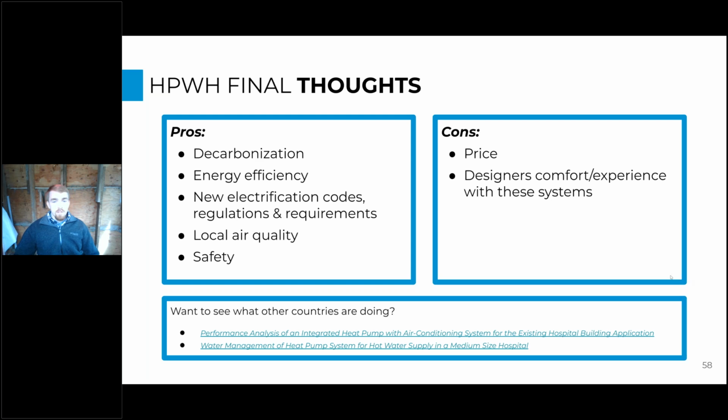Yeah, so those are the considerations for heat pump water heaters and the different systems that we talked about. And so the final thoughts here are, there are definitely some pros and cons in installing these systems in hospitals and clinics. So some big pros here are the decarbonization and energy efficiency that we talked about, and being able to satisfy the codes and regulations that are increasingly prevalent in a lot more jurisdictions lately.